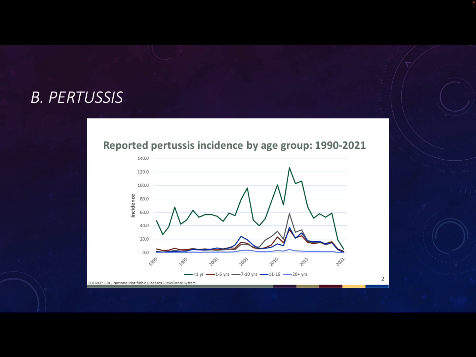This graph is similar to the last in that it shows like the pertussis case rates, but what we're really looking at here is patient age groups. So the green line at the top is children under the age of 1. They are most susceptible to disease, and that is why adults should get vaccinated.